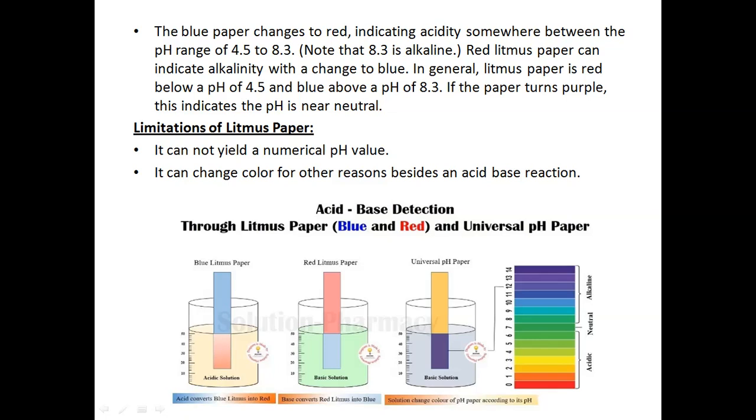This is how you perform the practical. These are two big beakers, and blue litmus paper turns red in an acidic solution. Red litmus paper turns blue in a basic solution. This is a universal pH paper. We will discuss it later on.